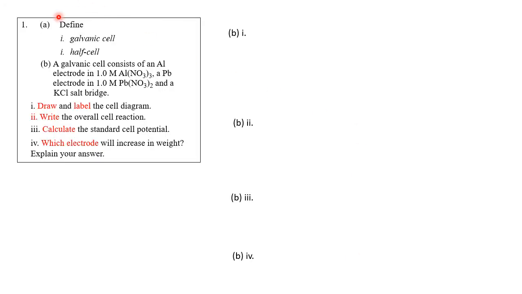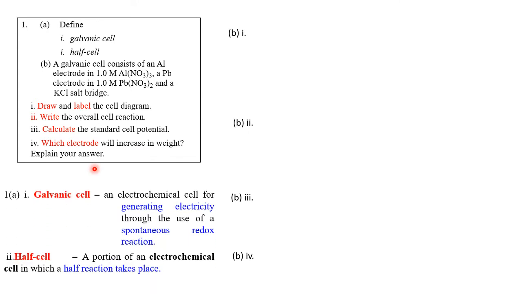Next, question number 1, define galvanic cell and half cell. Based on here, I think there should be no problem for you all to define. And then, a galvanic cell consists of an aluminium electrode in 1 molar aluminium nitrate and a lead electrode in 1 molar lead nitrate and a potassium chloride salt bridge. So draw and label the cell diagram, write the overall cell reaction, and calculate the standard cell potential. Which electrode will increase in weight? Explain your answer. Let's check it one by one.